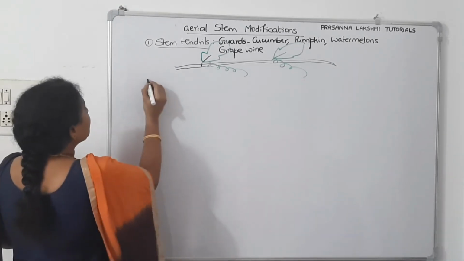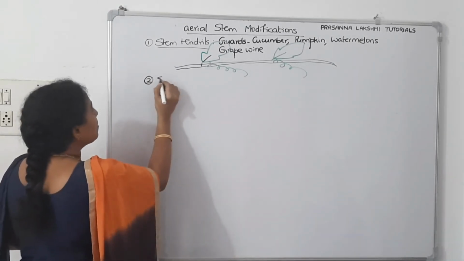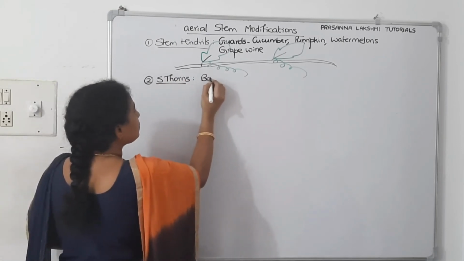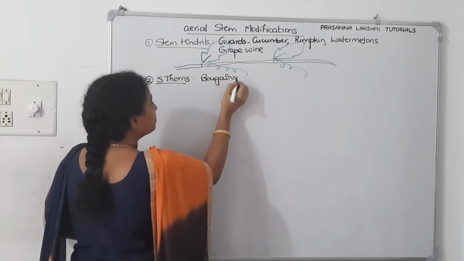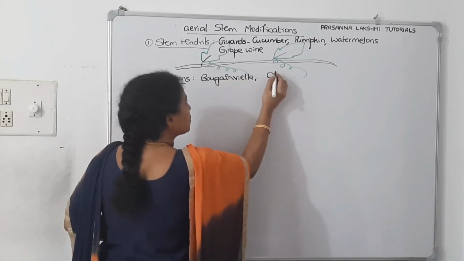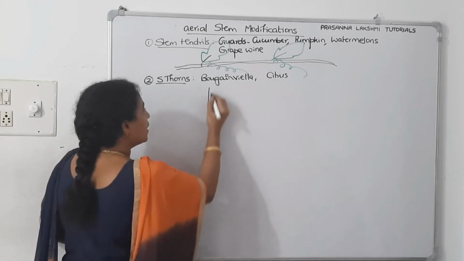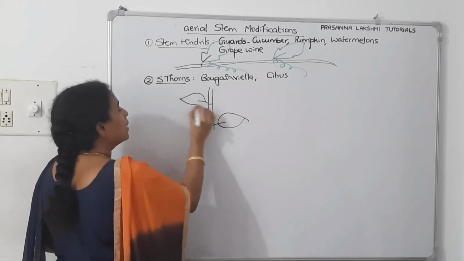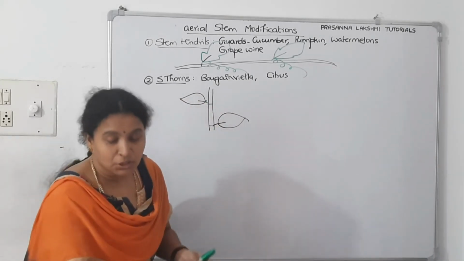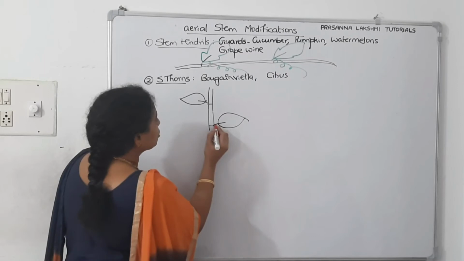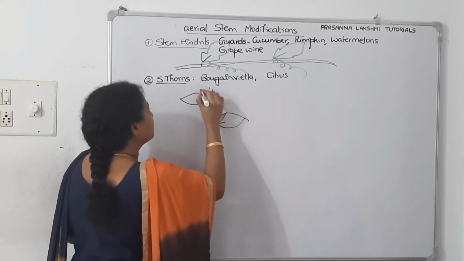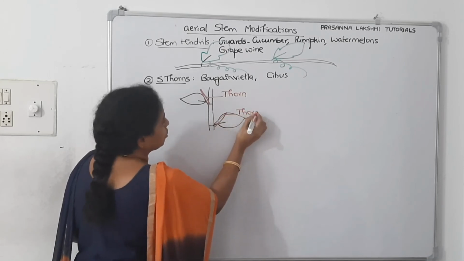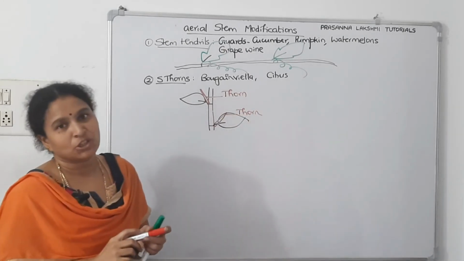Now, the second type of stem modification is the stem modified into thorns. This we can see in bougainvillea and citrus also. In bougainvillea, if this is the stem, these are the leaves, then the axillary bud is modified into a structure for protection. It is called a thorn. So this is the axillary bud modifying into a thorn for protection. In citrus also, we find such examples.